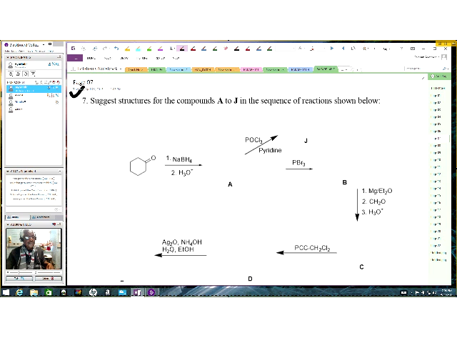Hello? I'm having a hard time seeing the instructions. Oh, here we go. Suggest structures for the compounds E to J in the sequence of reactions shown below.